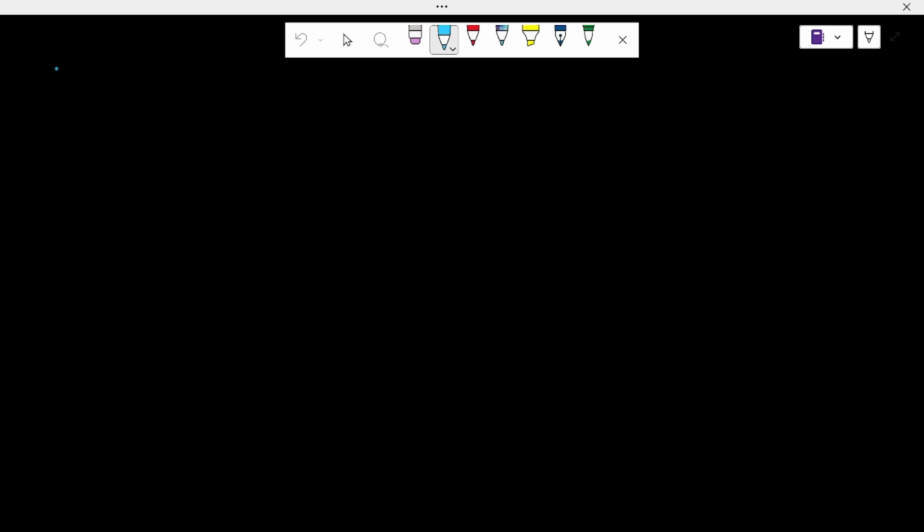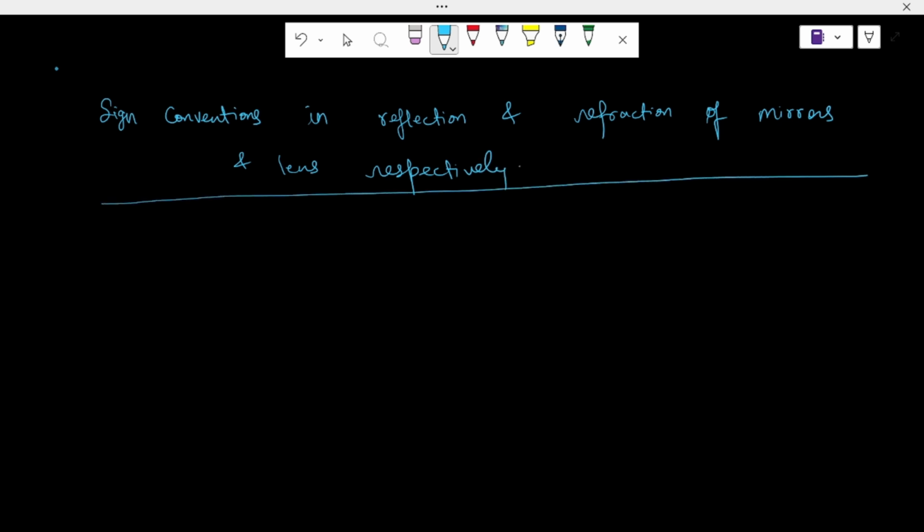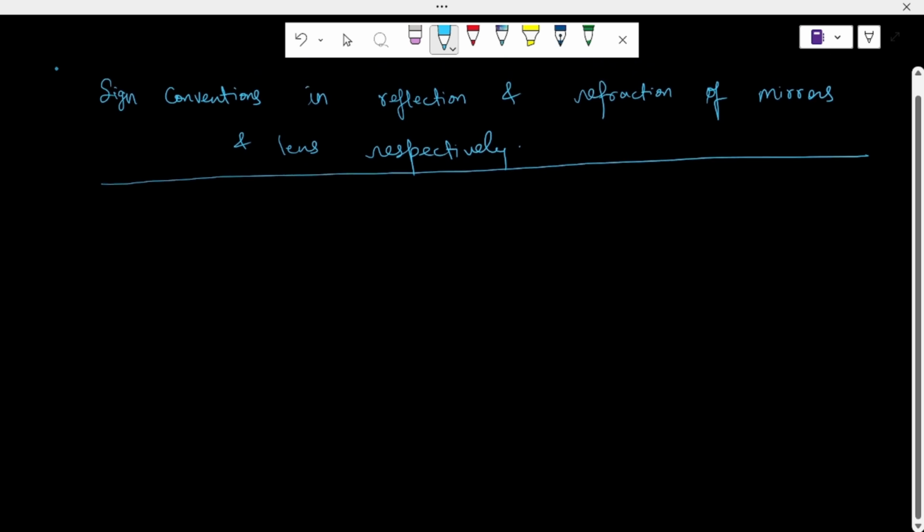Right, so first we will try to understand sign conventions in reflection and refraction of mirrors and lens respectively. Both will have the same sign convention, that is why we are doing it together.